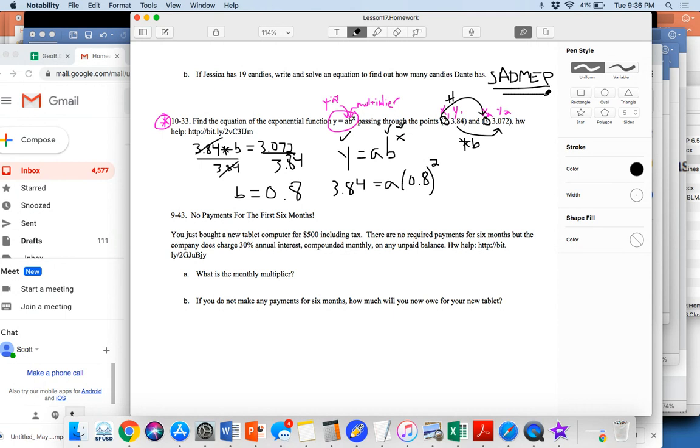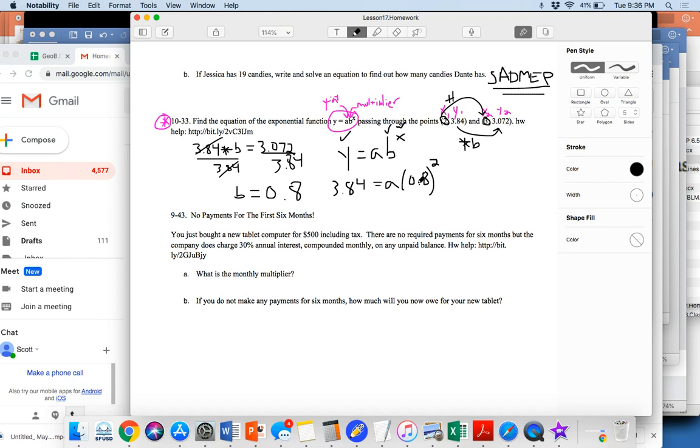Our chapter we're in right now is solving complex equations. So that's why I'm going to tell you, if you're going to undo an equation, follow this order here. Get rid of SADMEP. The reason why I write that is because you're going to first get rid of subtraction, then addition, then division, then multiplication, then exponent, and then parentheses.